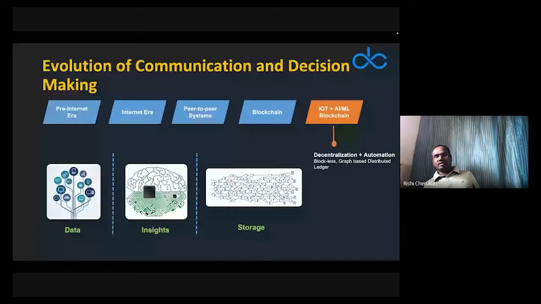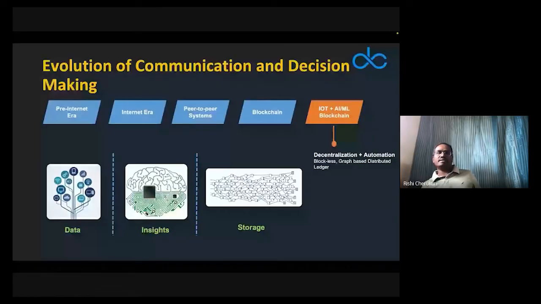So peer-to-peer, you understood that distributed nature of the application. This single slide could be talked about for like half an hour, if we have a full day. But I think you get the gist, right? So we moved from a pre-internet era where nothing was available as data on the internet, to the internet, then to peer-to-peer systems, then to blockchain, and then from blockchain to IoT, AI, and ML. That's the future: blockchain plus IoT, AI, ML.